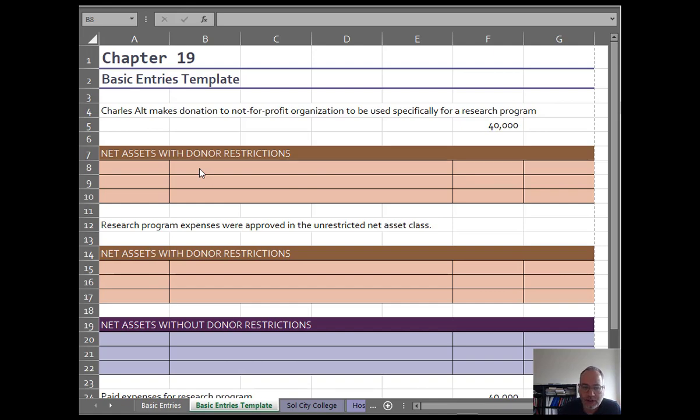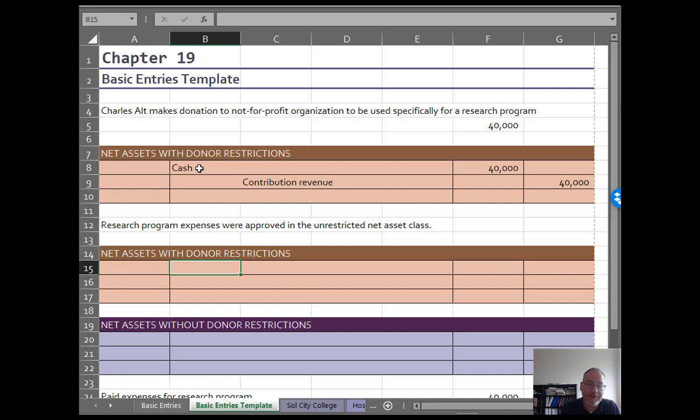So let's look at some basic journal entries in a not-for-profit organization. Charles Alt makes a donation to a not-for-profit organization to be used specifically for a research program. So this would go into your set of net assets with donor restrictions, and this is like a fund. You debit cash and credit contribution revenue for $40,000. And now let's suppose that your research program expenses, which Charles Alt gave you the donation for, have been approved, and you're getting ready to pay them.